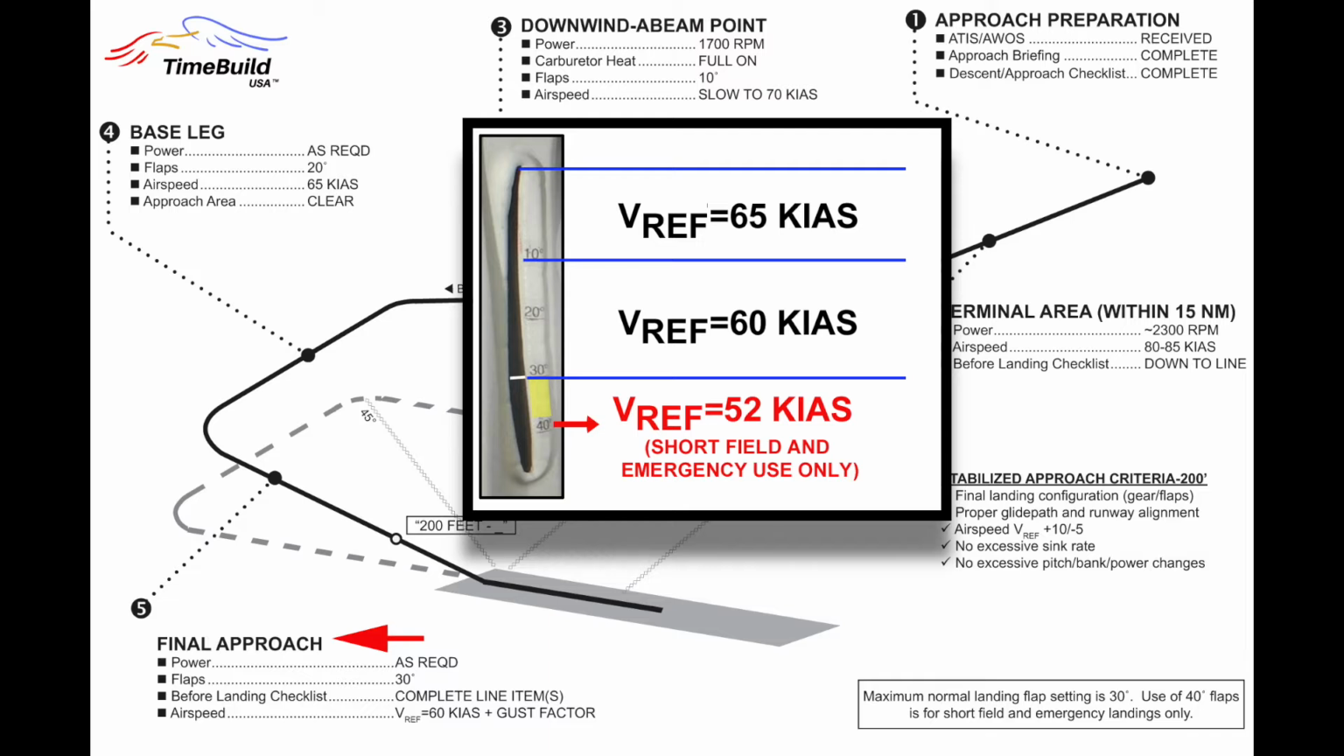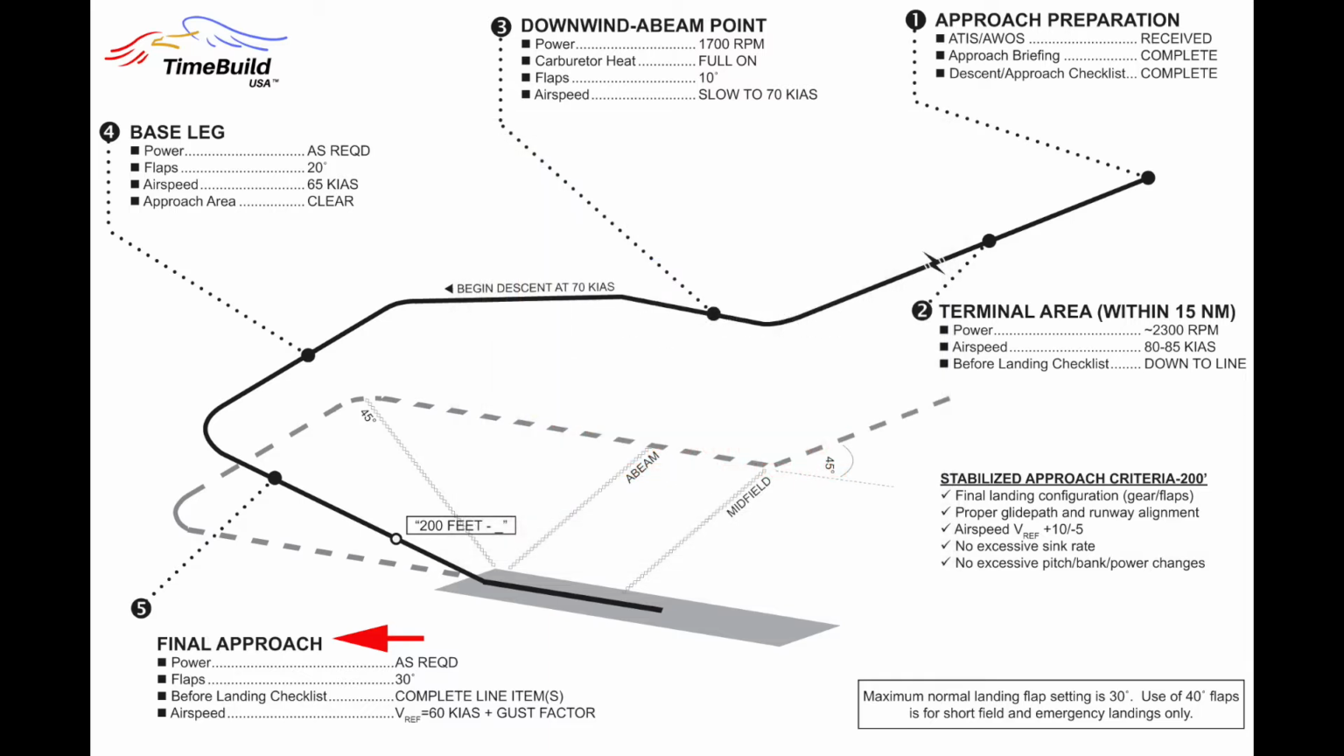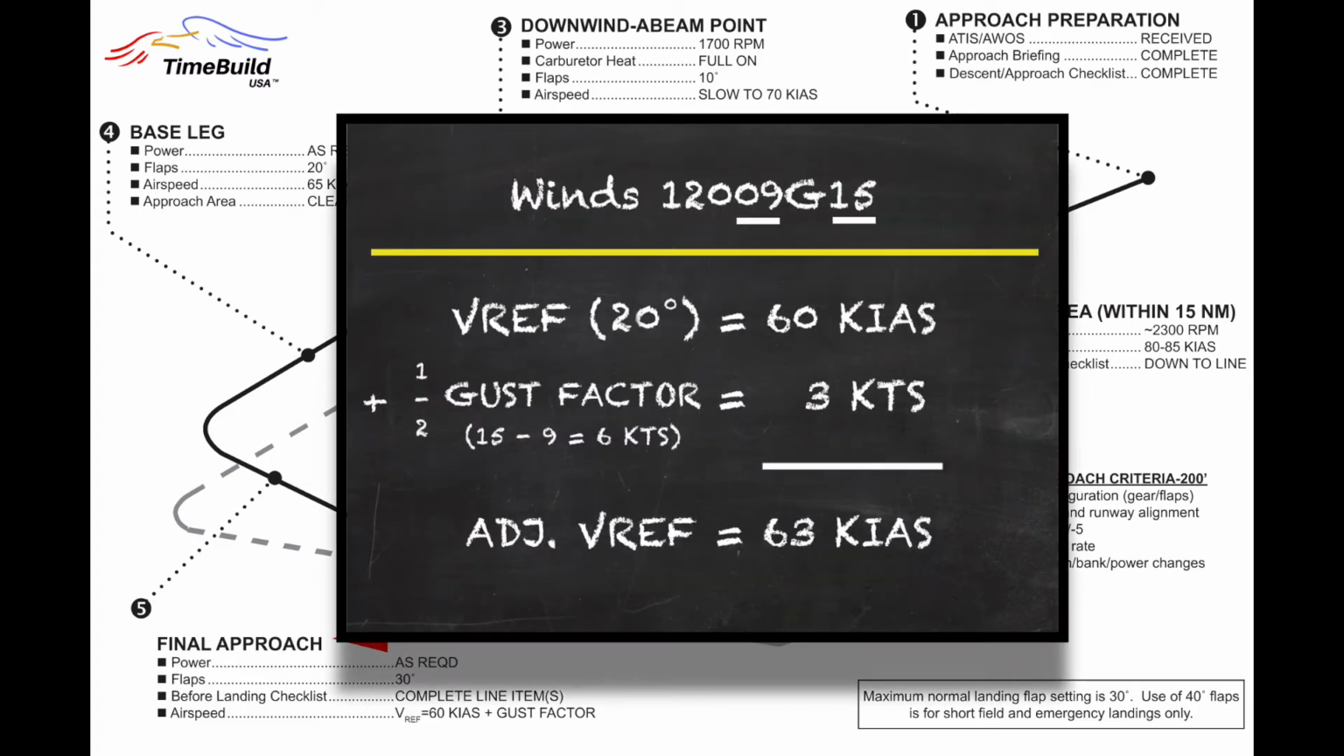In windy conditions, a reduced flap setting and increased approach speed will give the pilot more controllability at the expense of increased landing distance. If winds are gusting, the pilot should increase the applicable final approach speed by 1/2 the gust factor for better controllability and increased margin above stall speed. For instance, if the winds are reported at 9 knots, gusting to 15 knots, the pilot would add 3 knots to the approach speed.